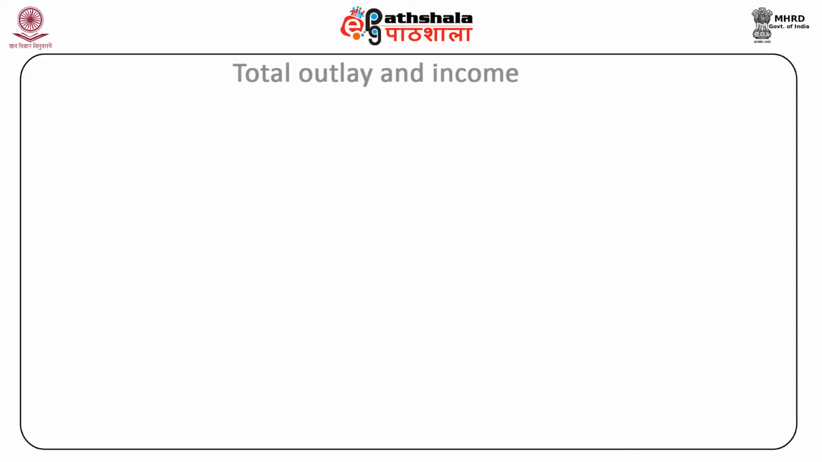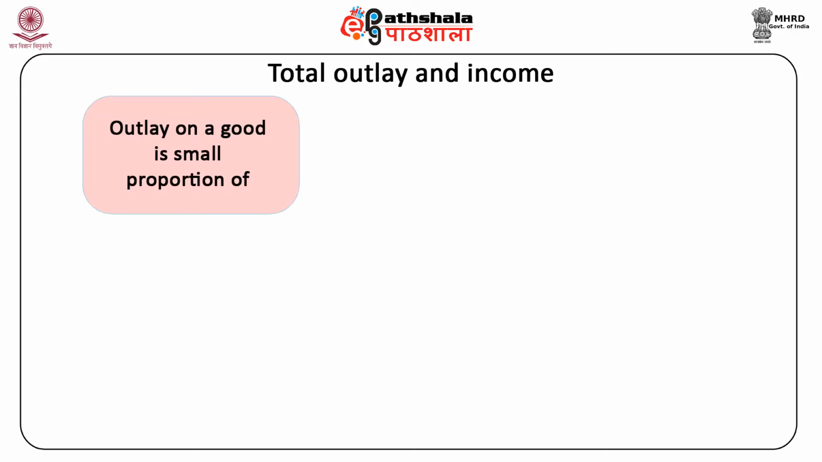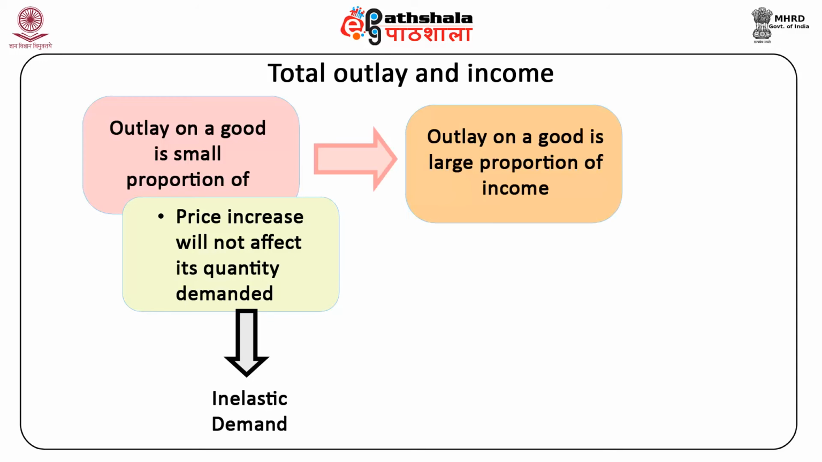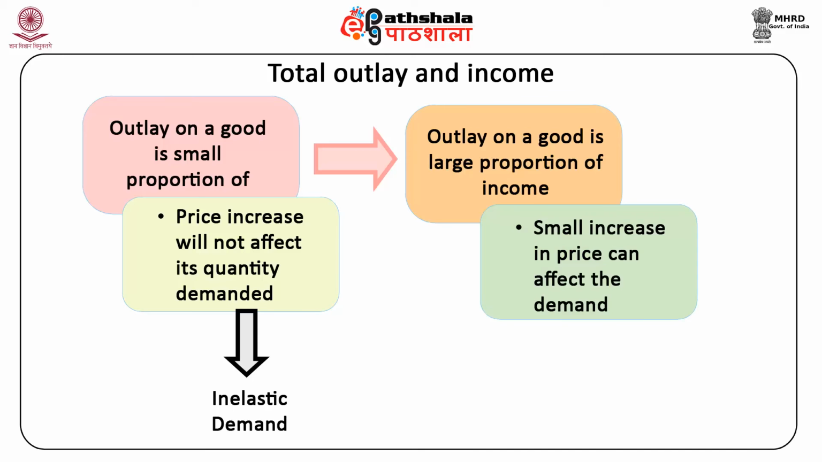Total outlay and income. When the outlay on a good is only a small proportion of income, its demand is expected to be inelastic. In such a case, a price increase will not affect its quantity demanded. Inversely, when the outlay is large, a small price increase could affect the demand. For example, a 10% increase on a 10 lakh car is an increase of rupees 1 lakh in the price of the car. In this instance, demand would be elastic.